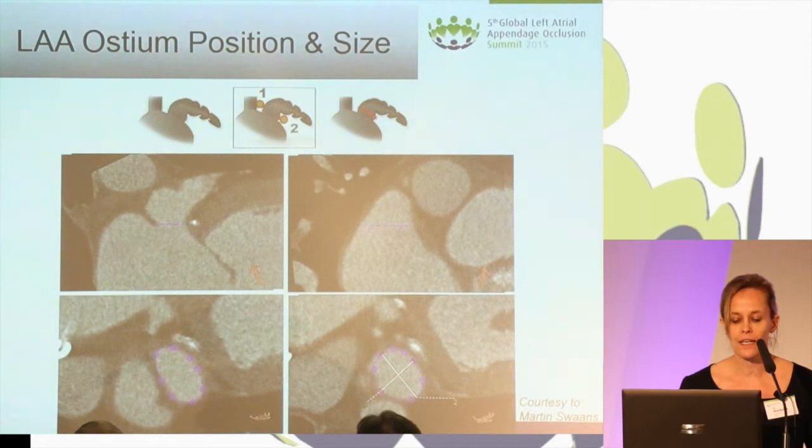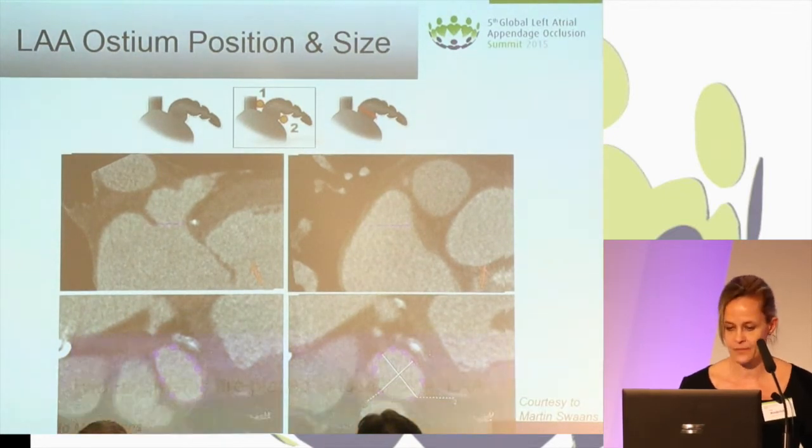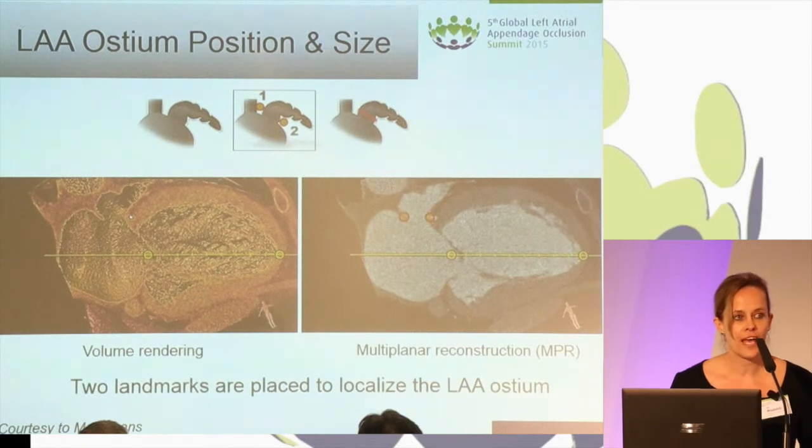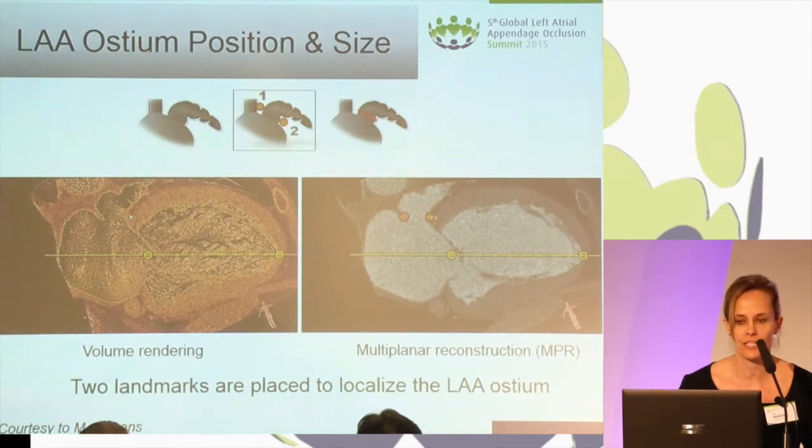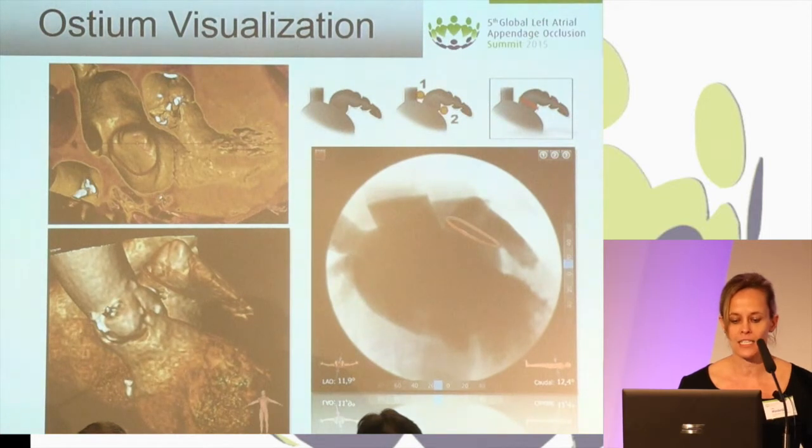You can do MPR reconstructions, you can do your measurements, you can measure diameters, perimeter, and areas. The next thing you have to do is to place two landmarks at the ostium of the left atrial appendage. And according to these landmarks, the system generates a ring which visualizes the ostium of the left atrial appendage.